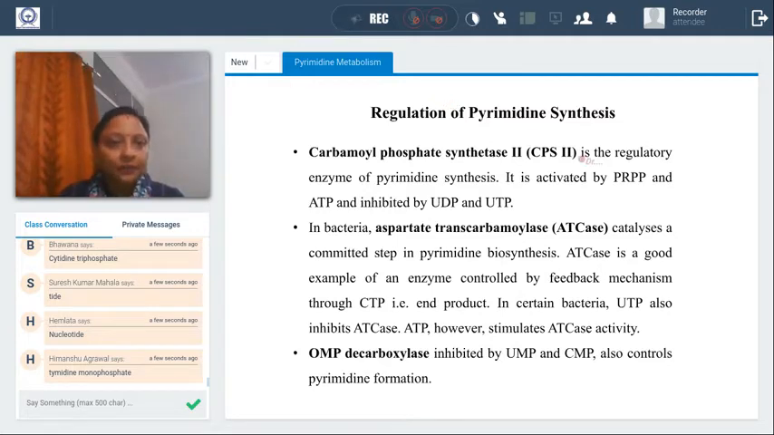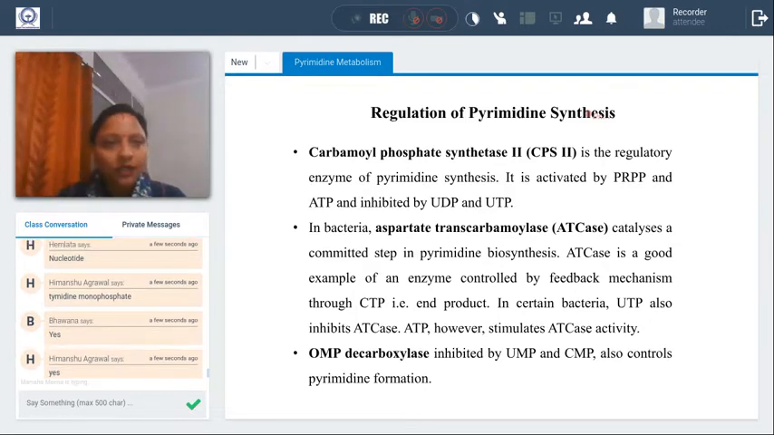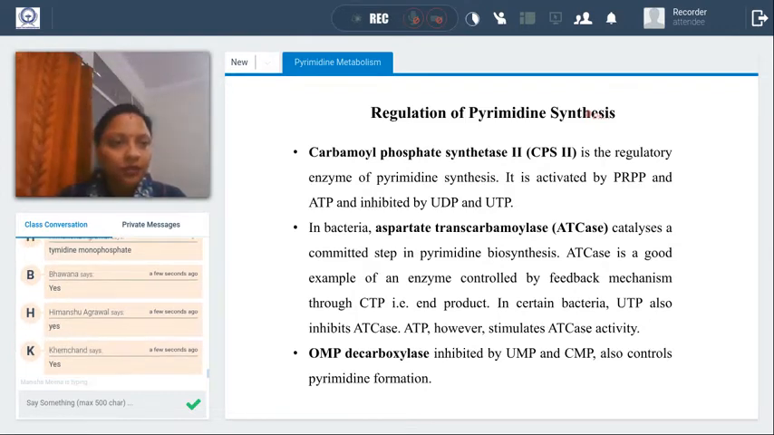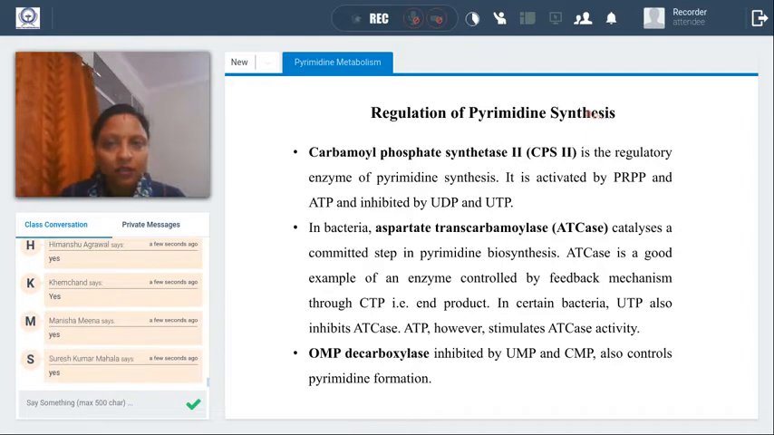First enzyme, regulatory enzyme is, am I audible to all of you? Now I am visible? Yes? Write in the box. Am I visible to all of you? Am I audible?